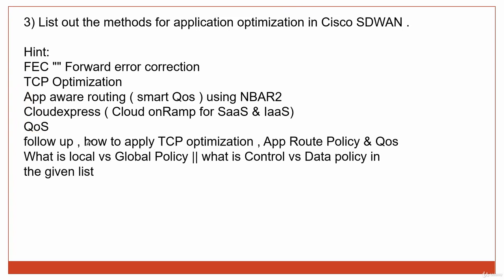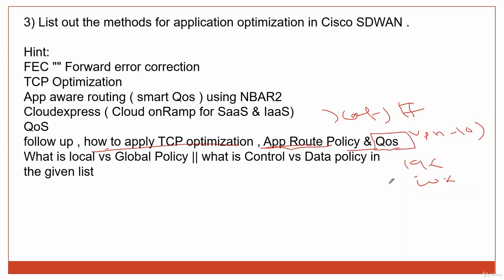So maybe in an interview, you can get the follow-up question of how the TCP optimization we can apply. We can apply it over the device as well, meaning you can think of global configuration mode, or you can go per VPN and apply it per VPN as well. So that's the mode of application. Then how we can apply the app route policy and QoS. Now in the modern codes like 19 and 20, you can go to the vManage. There you will get the option to create the policy, for example inside the data policy you have app route policy. Even inside data policy you have QoS policy as well, but QoS policy can be used as a device specific configuration as well.